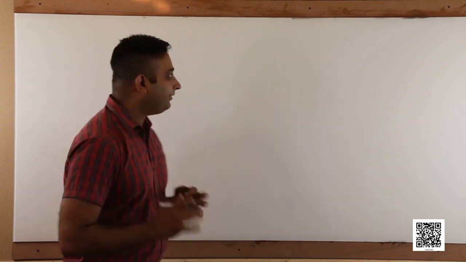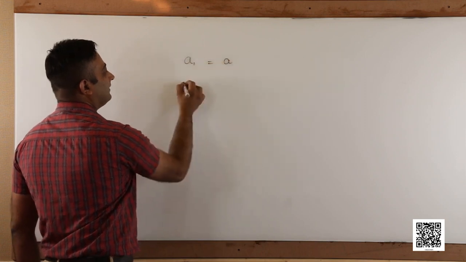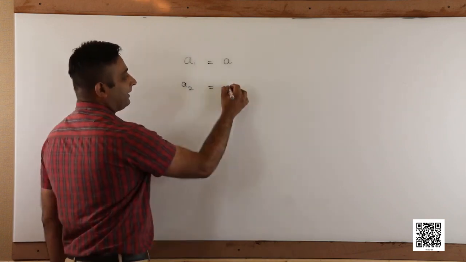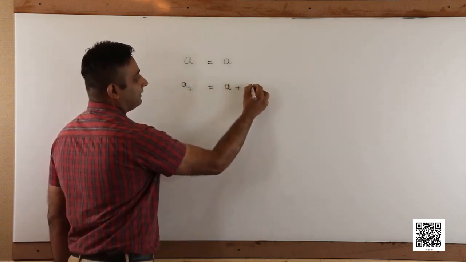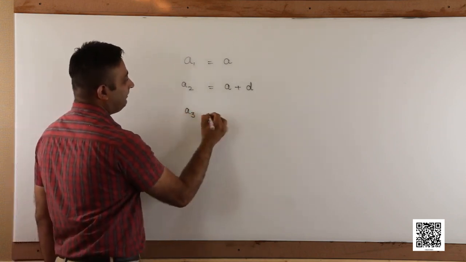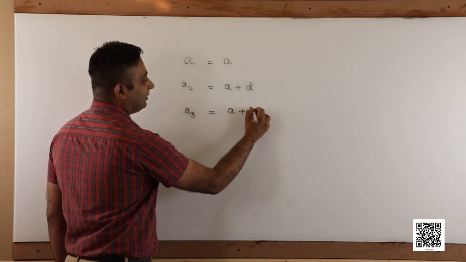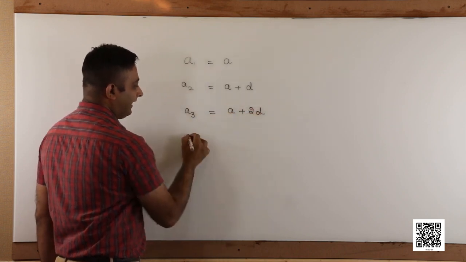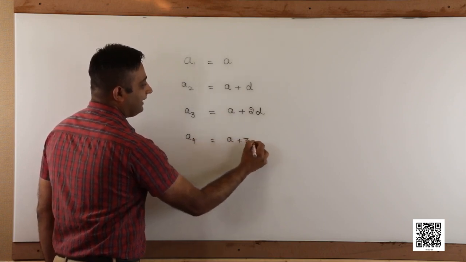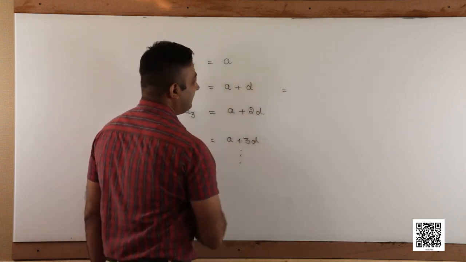If we represent the first term of an AP by a, then the second term of that AP will be written as a plus d. Now we can see that the third term of the same AP can be represented by a plus 2d and the fourth term will be represented by a plus 3d and so on. Now we can see that there is a specific pattern in these.